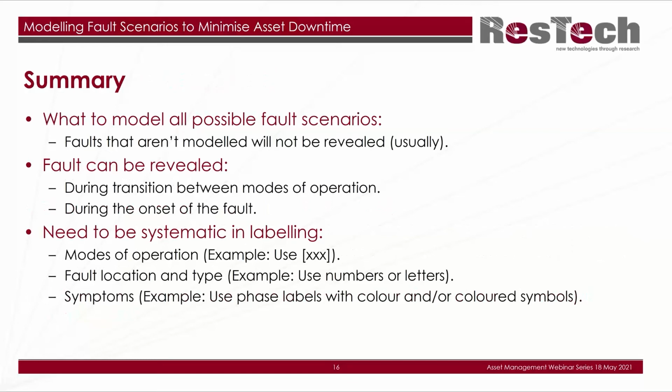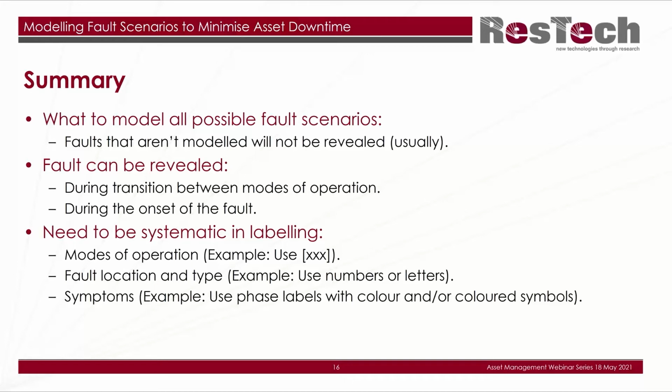So just summarising that before I go into a quick example. Basically, you want to model all possible fault scenarios, because generally if you don't model a particular fault scenario, you won't be able to reveal that fault. And faults are revealed basically during a transition between modes of operation. In other words, when something's closing, if you're closing under a fault, or whilst you're in a particular mode where the switching devices are in a fixed position during the onset of the fault.